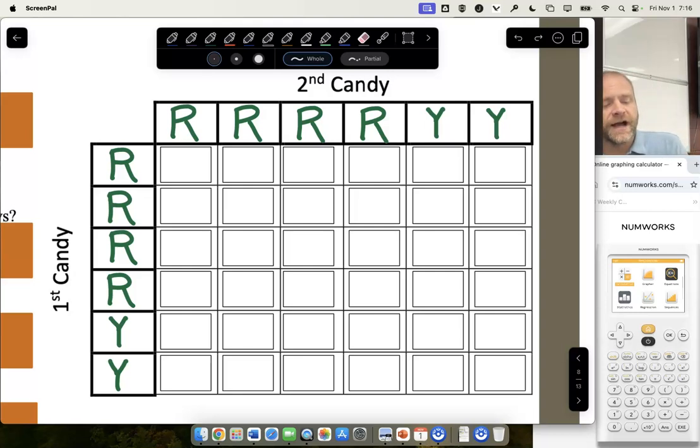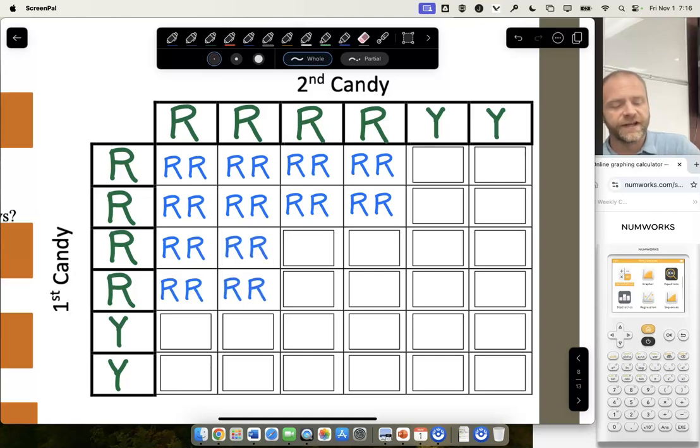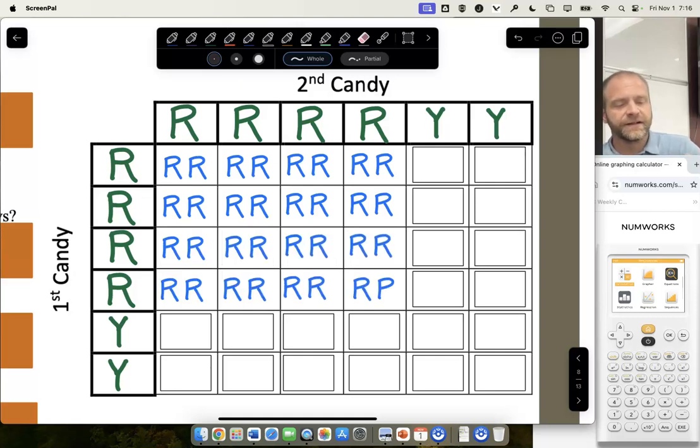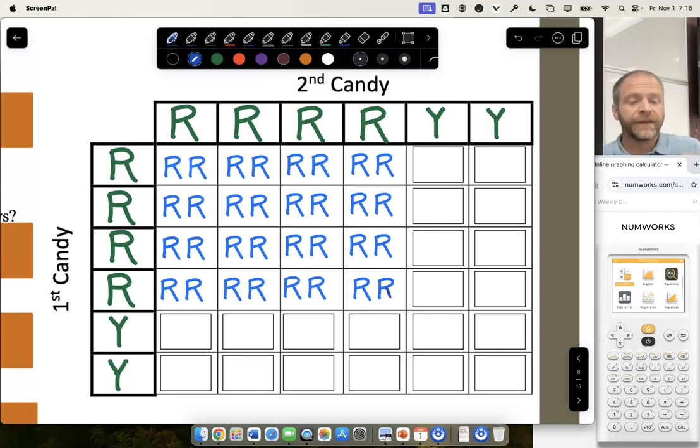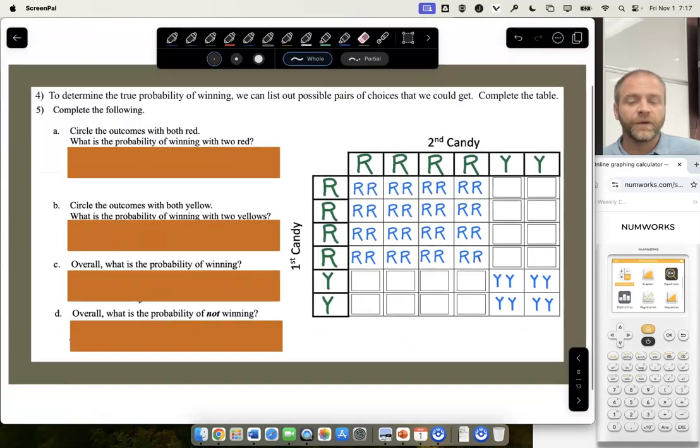And so what I'm going to do is list them all out. I can draw a red and a red. It's going to be 4 by 4 in this case, which would be 16 ways for me to draw 2 reds. So that would be 16 ways of winning. But also remember, they just had to match. So I could draw a yellow and a yellow as well. As long as they match, I win. So I see 16 and I see 4, that there were 20 different ways of me winning total.